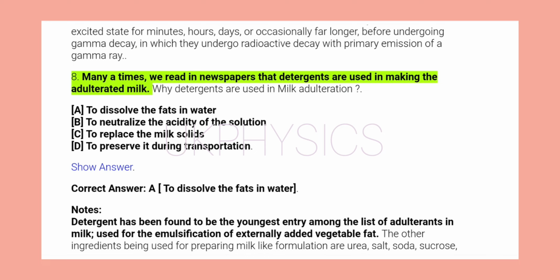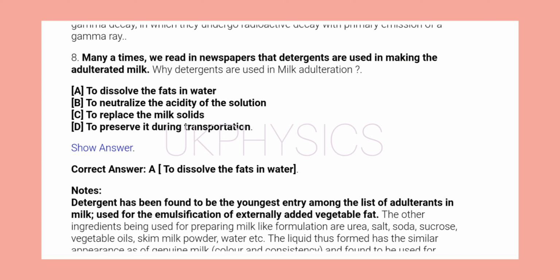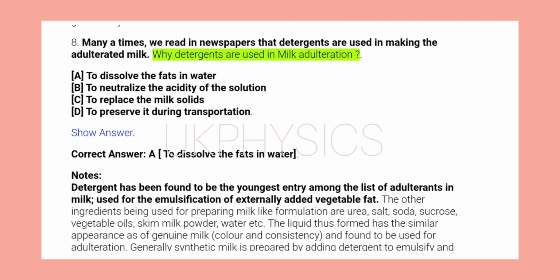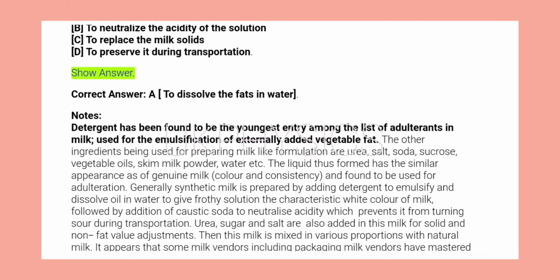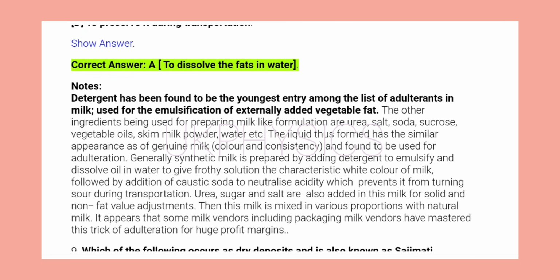8. Many a times, we read in newspapers that detergents are used in making the adulterated milk. Why detergents are used in milk adulteration? A. To dissolve the fats in water. B. To neutralize the acidity of the solution. C. To replace the milk solids. D. To preserve it during transportation. Show answer. Correct answer A. To dissolve the fats in water.